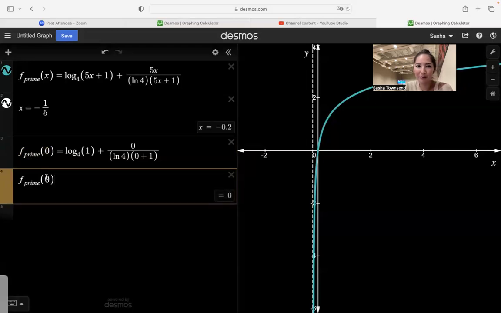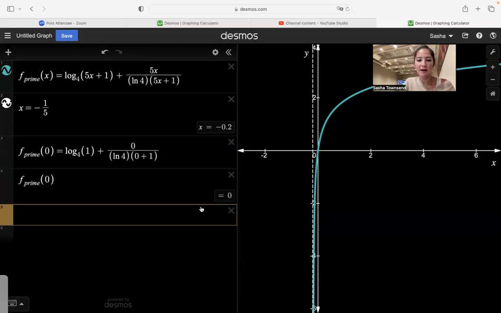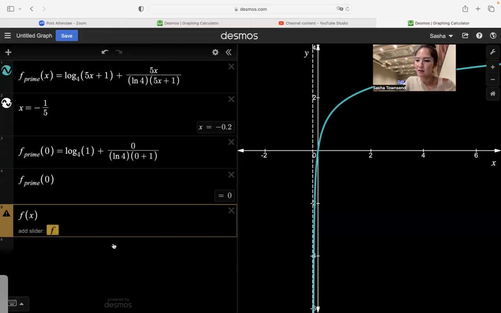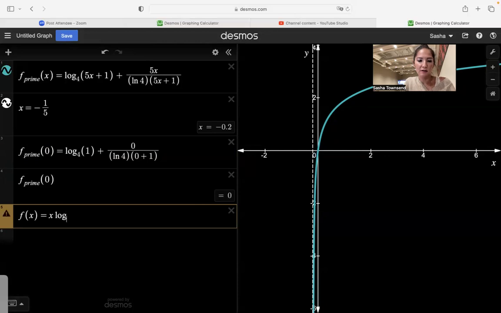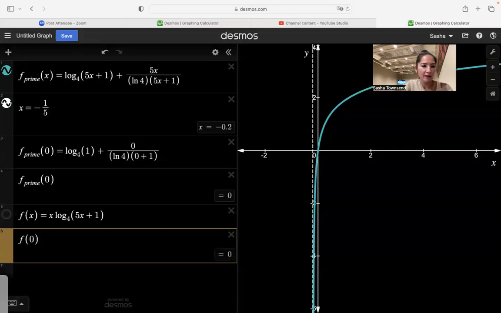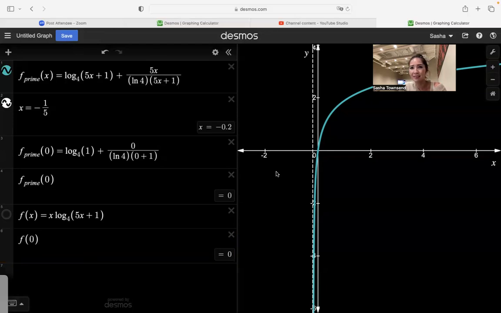All right, so our extrema of the original function must lie at x equals 0. So I can evaluate the original function there. The original function was f of x equals x times log base 4 of 5x plus 1. I don't want to graph it. Now I want to evaluate that at 0. Actually, we've already done this. We have 0 times natural log of 1, which is 0 times 0, giving us 0. So the function value is 0 there. I think that's our relative minimum.